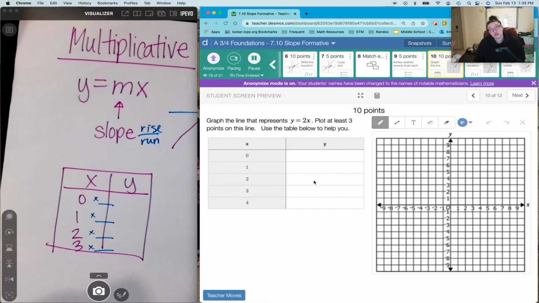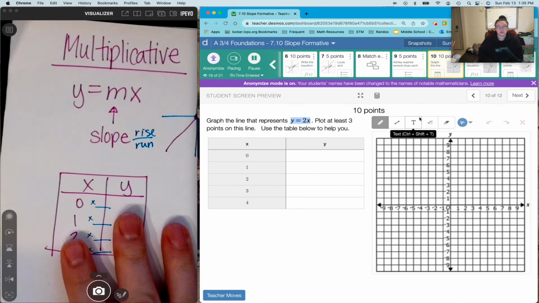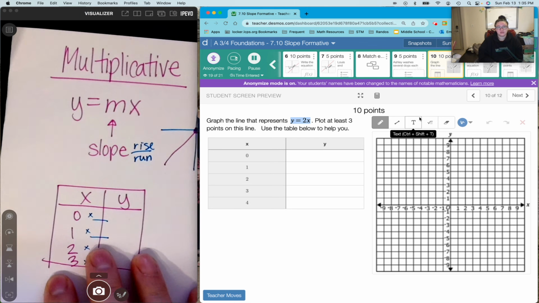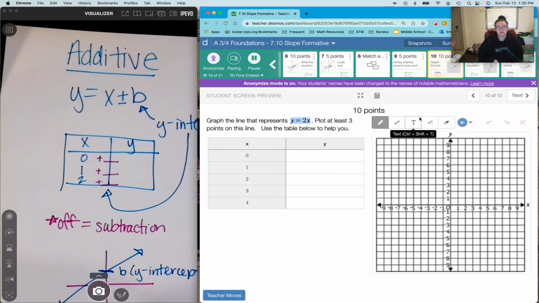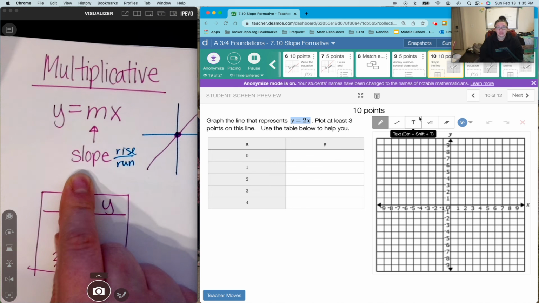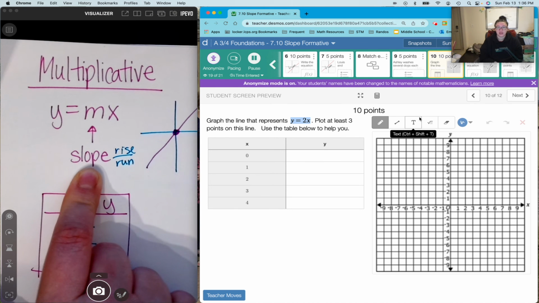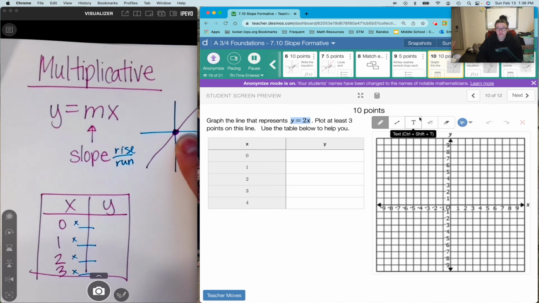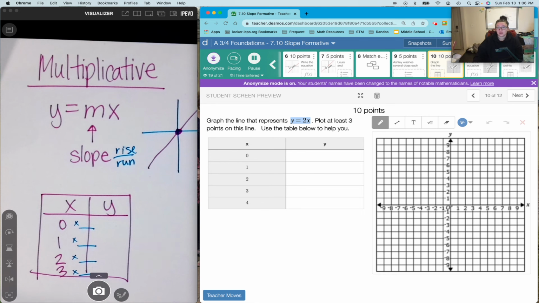On this one, this was the one where you could use the table, but you did not have to. It says graph the line that represents y equals 2x. So we stop and we think, is this multiplicative or is this additive? This is multiplicative. I have a slope, a coefficient in front of my x. So right off the bat, I know I have to have a point at my origin.